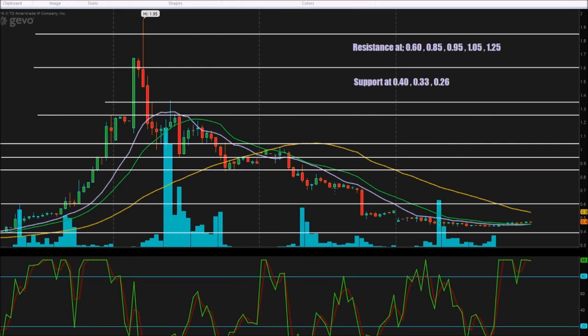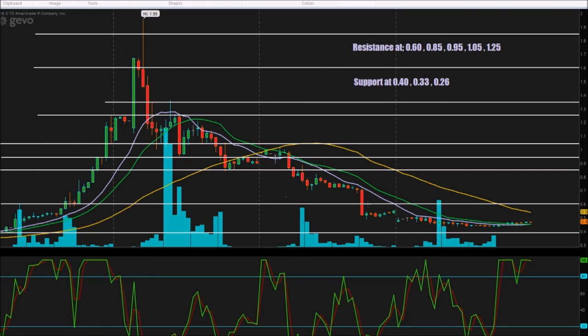So anyways, with that said, I'm definitely going to make another analysis on Gevo soon. Let's see what it does on Monday. And if there's some good action on Monday, I'll definitely follow this up with an analysis on Monday after trading. So keep an eye out for that one. And I hope this analysis helped you out.